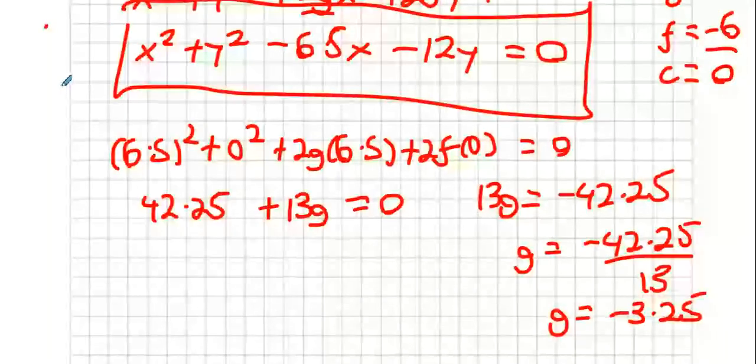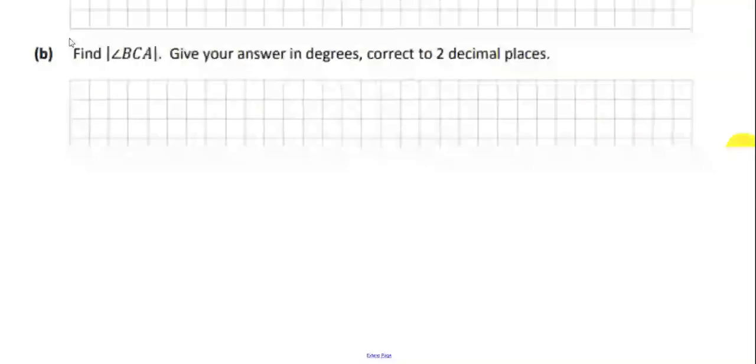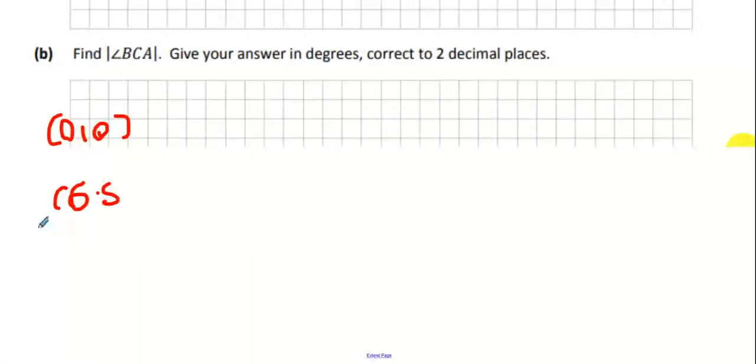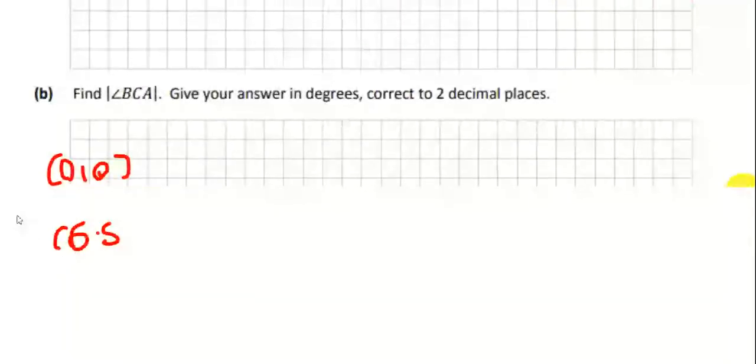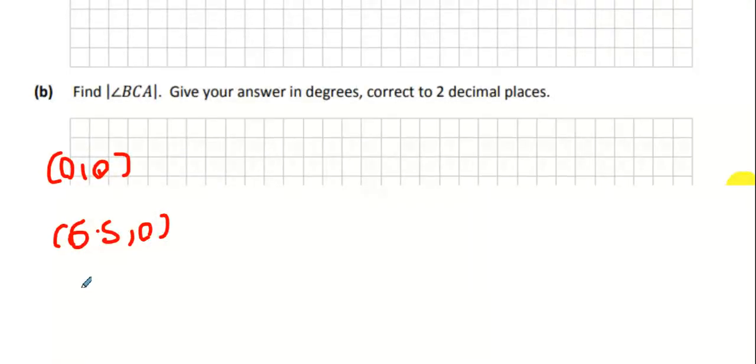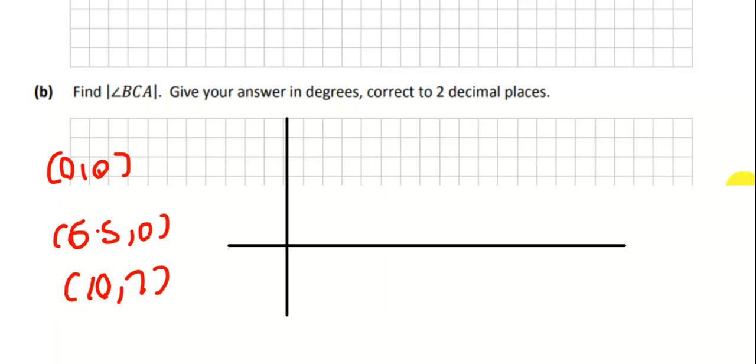So the 3 locations are (0, 0), (6.5, 0), and (10, 7). Okay, and let's do a quick mock-up diagram of this. A would be (0, 0), which is located here.